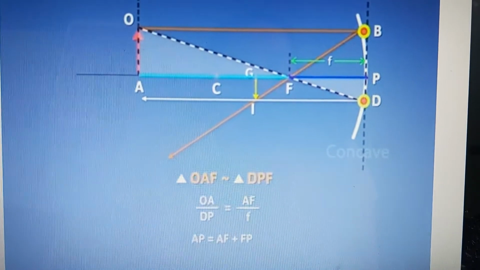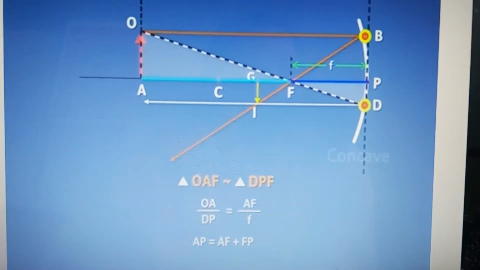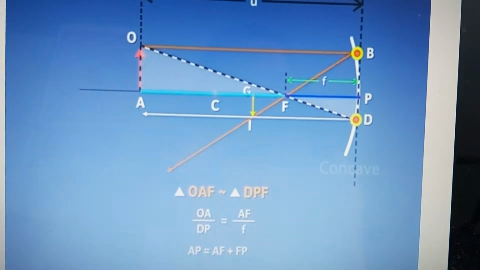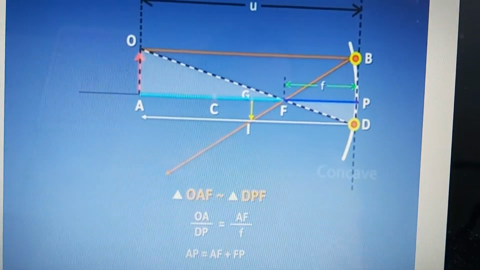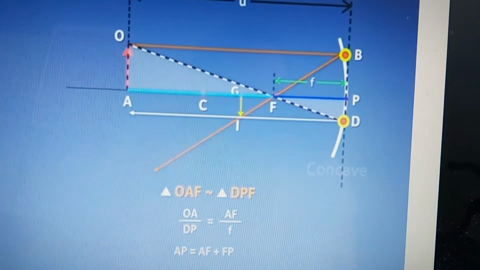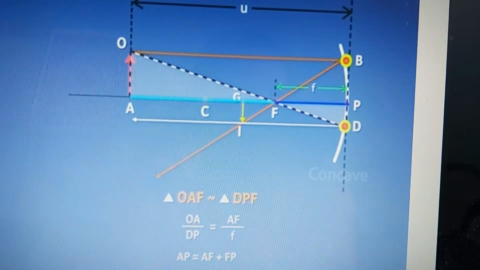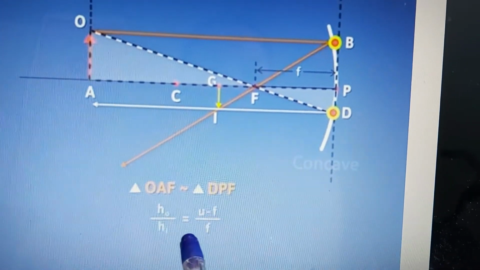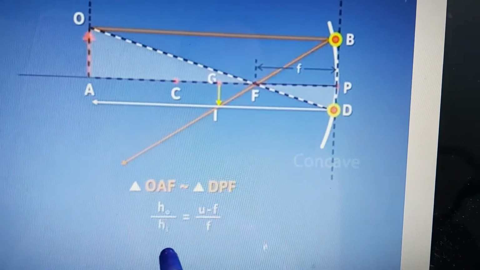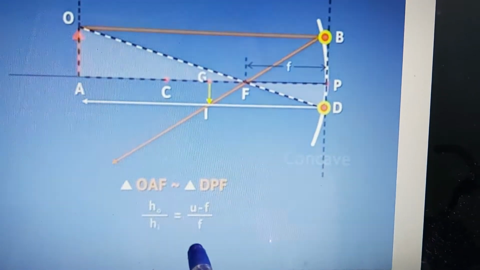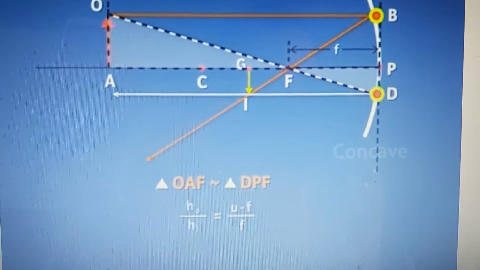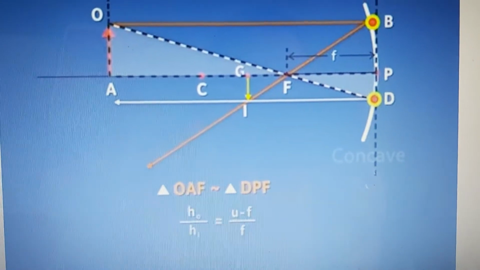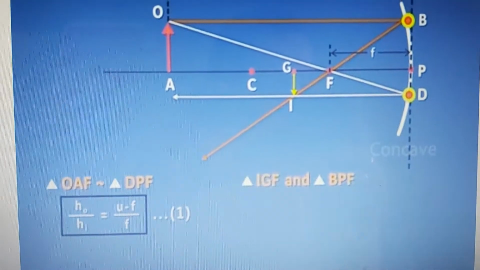OA and DP are the heights of the object and the image. Let's denote them with HO and HI. So HO over HI is equal to U minus F over F. But this is not the formula that we are looking for. Let this be equation 1.